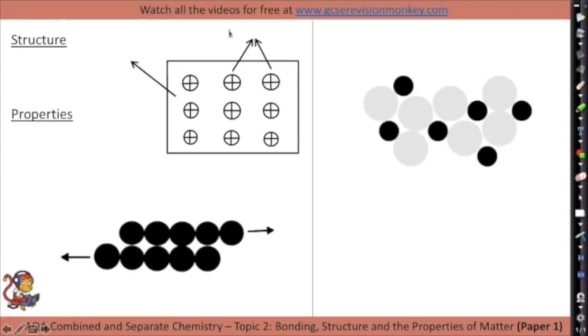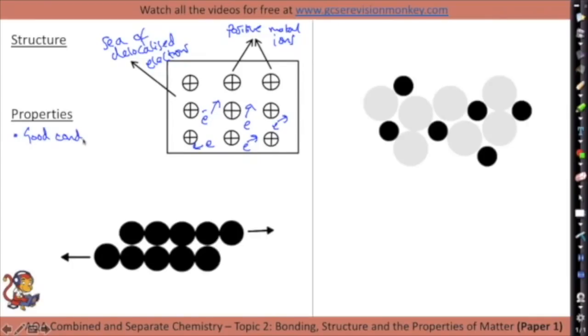It's represented by the positive metal ions. And with metals, the outer electrons are actually free to move around. So we say that they are surrounded by what we describe as a sea of delocalized electrons. So if we were to draw electrons in here, we'd have the positive ions there, and the electrons would be moving all around the structure. And that gives it a very particular property that we know about with metals, in that they are very good conductors of heat and electricity.